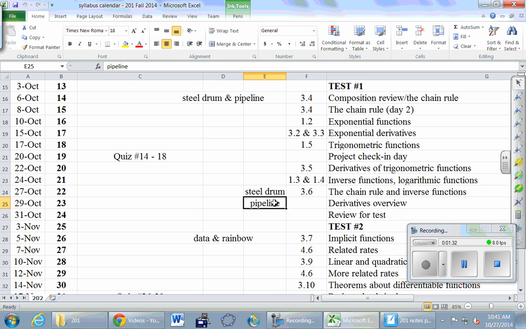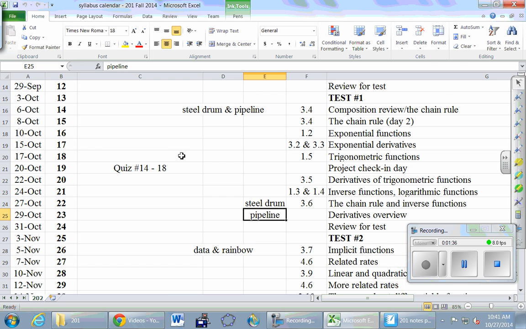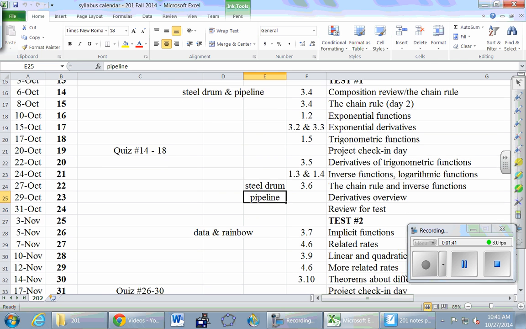And then coming up due Wednesday is the pipeline project. I do have your take-home quizzes. I'll give them back to you just in a few minutes. Questions on the calendar?